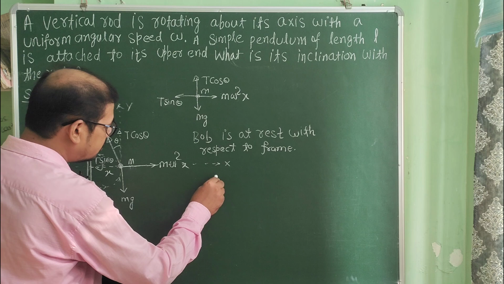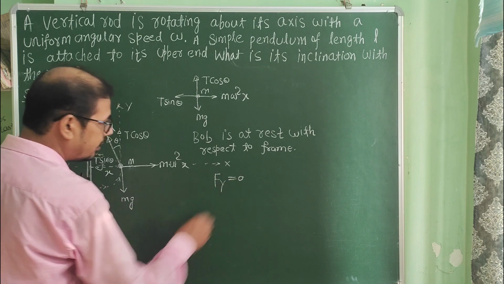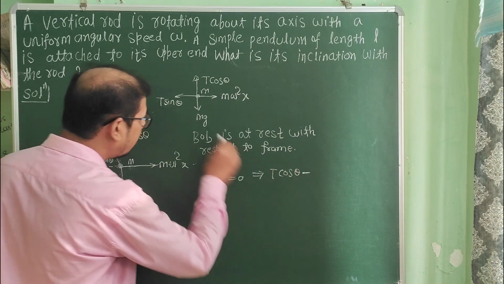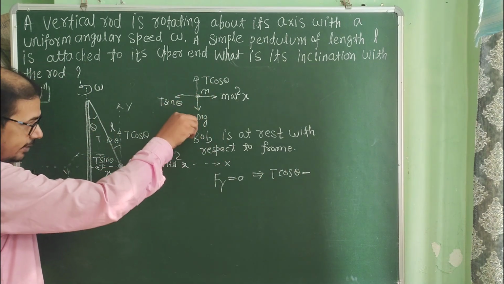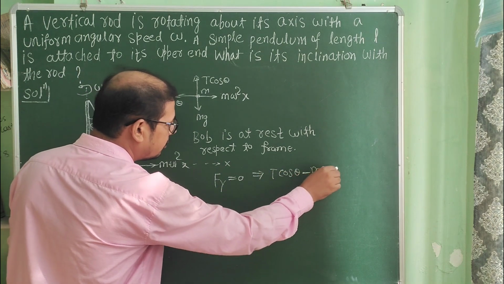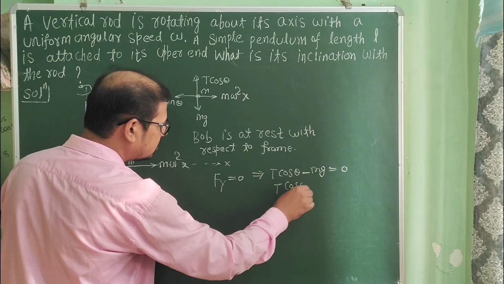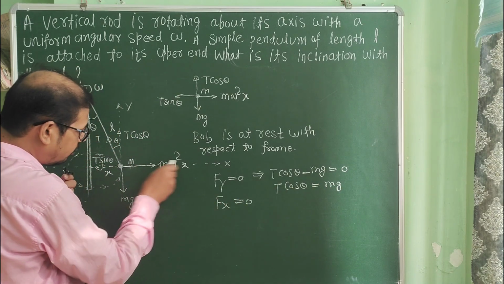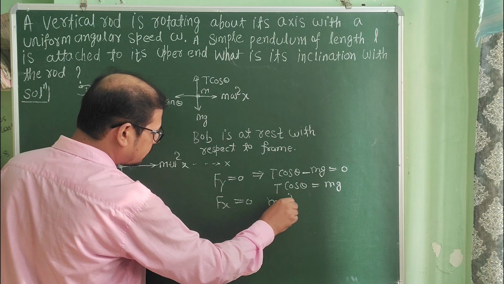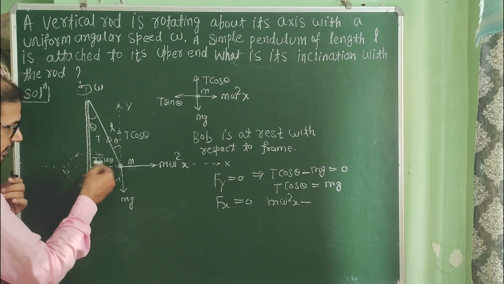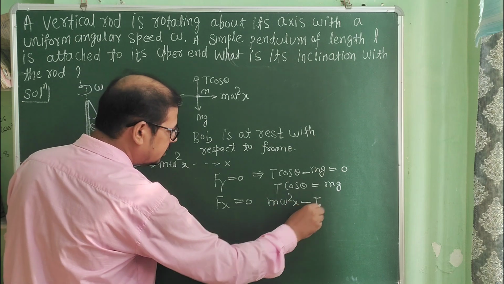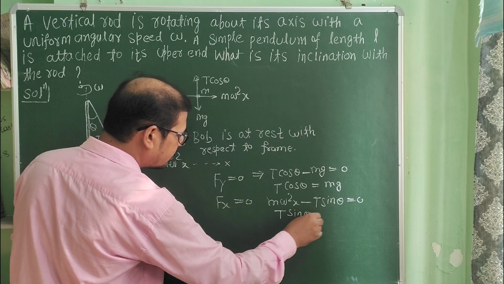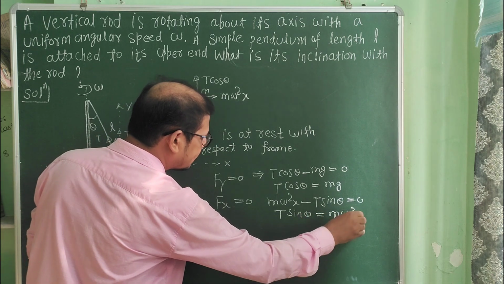Now, if net force along y equals 0, so we can write T cos theta upward, and downward with negative sign mg, equal to 0. So we can write T cos theta is equal to mg. Again, if net force along x equals 0, so m omega square x along the positive direction, minus T sin theta along the negative x-axis, equal to 0. So, T sin theta equals m omega square x, correct?